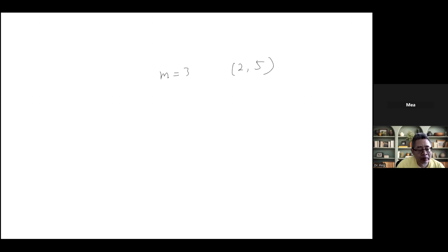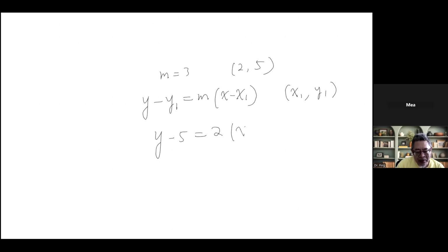Well, if we want to write point slope form, it's actually pretty straightforward. Basically, we know our form is y minus y1 equals the slope times x minus x1. So that's the point, x1 and y1. Therefore, we can write this as y minus 5 equals 2 times x minus 3. And that's the point slope form. Good?